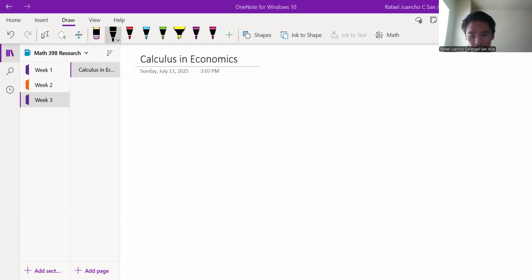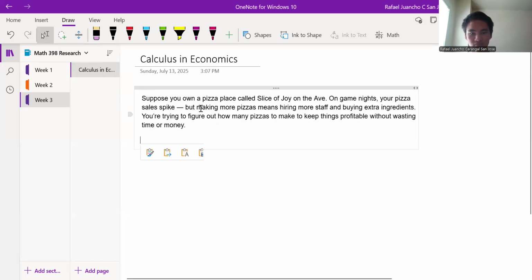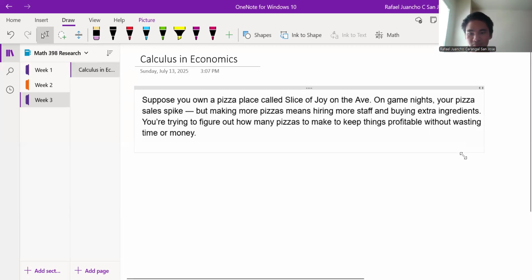So I'm going to just copy and paste. Basically, it's a word problem, and we're going to use some economic terms, which I'm going to define as we're doing this project. So here's the problem.